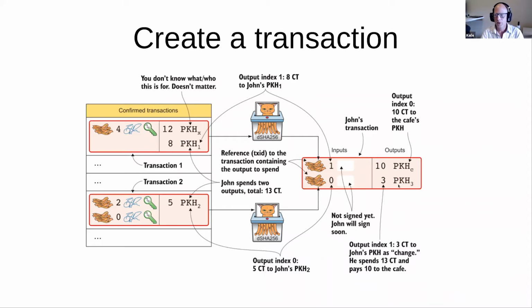So this is just like going to the store and you pay something. You're paying $7 to the cashier with a $10 bill. So you need to get $3 back from the cashier. So it's called a change output.